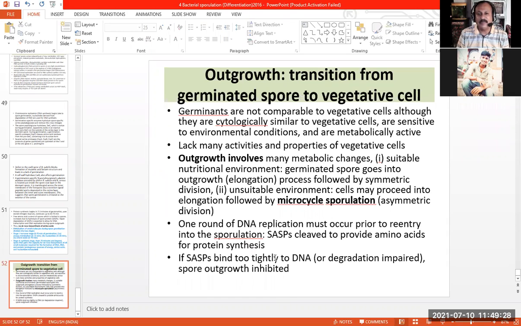Right, so I think with that, this particular information about sporulation is over. This unit also is over, and I think we have already had 3 internal tests, isn't it?